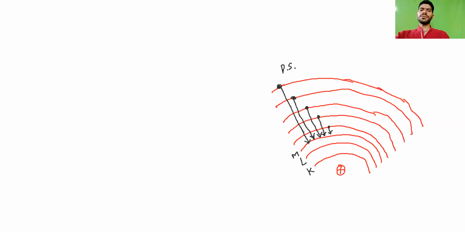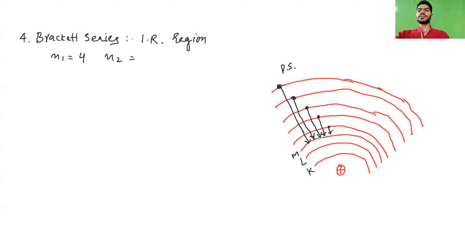What was the next one? The fourth one? That is the Brackett series, sir, right? Exactly, the Brackett series. In this Brackett series, it also lies in the IR region, the infrared region. And I told you that for this, N1 is 4 and N2 will be 5, 6, 7, and so on.